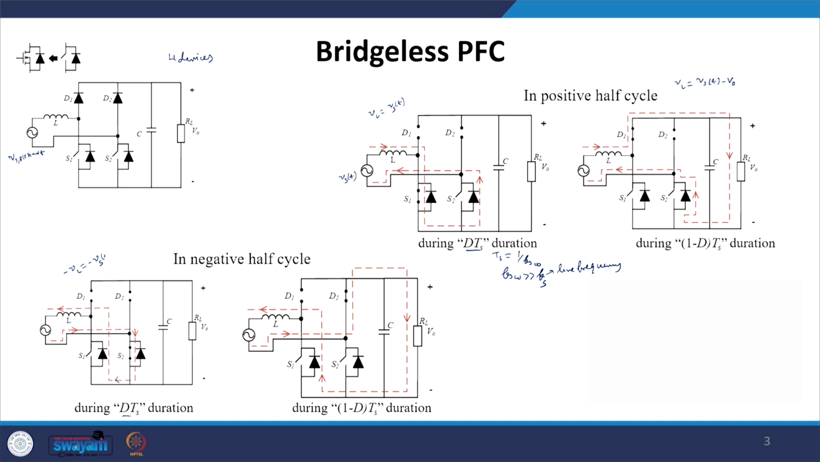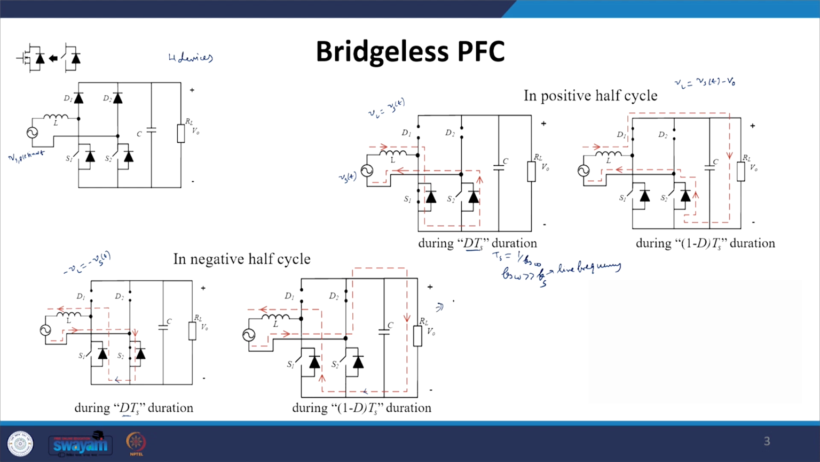I mean, we say Vs of t, we write. And in the 1 minus D Ts period, when the gate signal sent to the S2 switch is removed, the current through the inductor will force D2 to turn on, and as a result the current will go through the load, and then it will find its pathway through the body diode of the MOSFET, and then find its path back to the source.